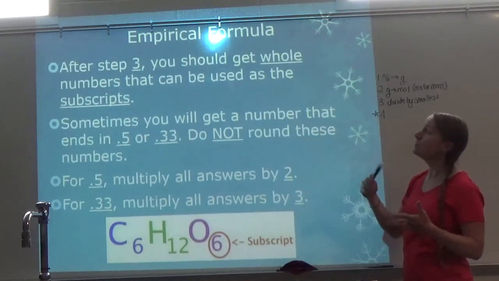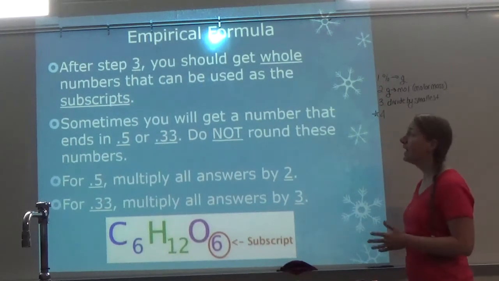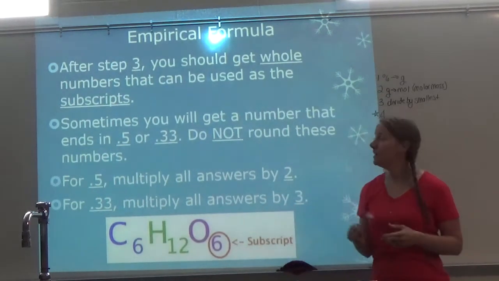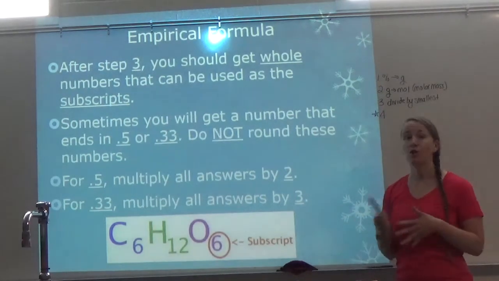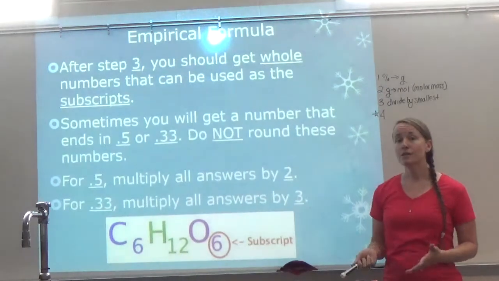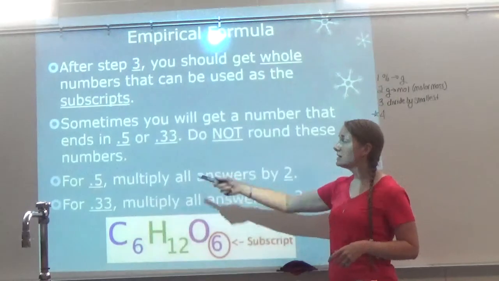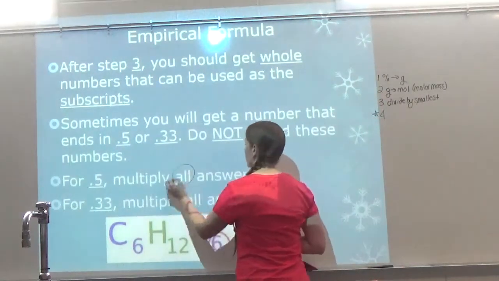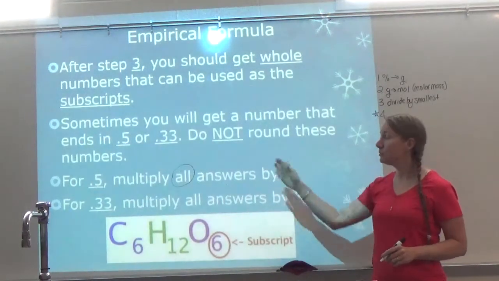So after step 3, you should get whole numbers, or very close to whole numbers, that can be used as subscripts. However, sometimes you will get a number that ends in 0.5 or 0.3. Do not round these numbers. Like if you get 2.5, you don't round it up to 3. What that means is our assumption that the lowest subscript is a 1 was wrong. So if something ends in a 0.5, you multiply all answers by 2, even the other ones that don't end in a 0.5. Because 0.5 is a half.